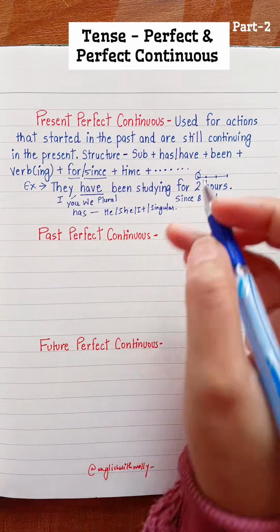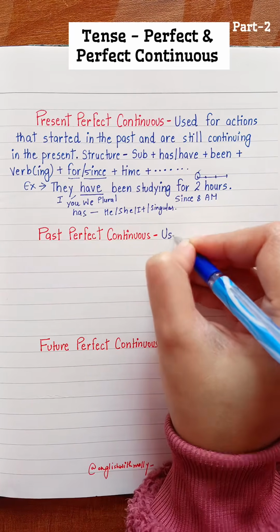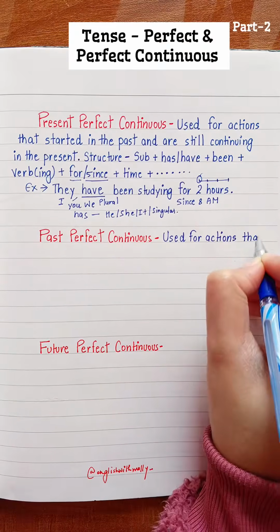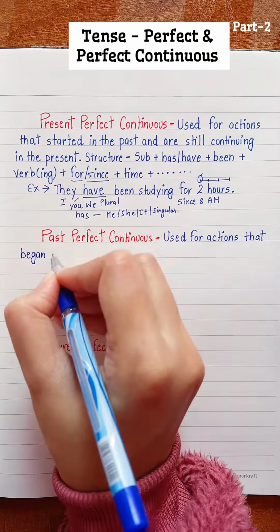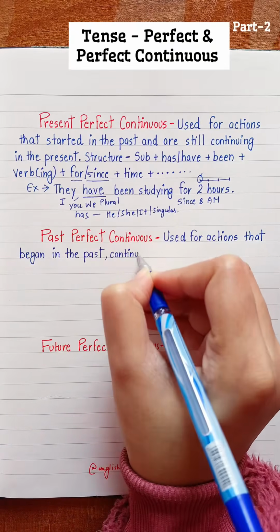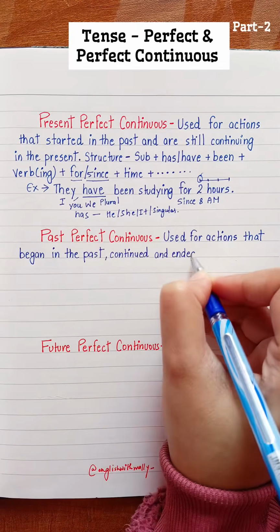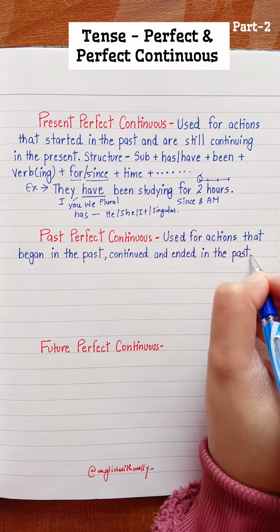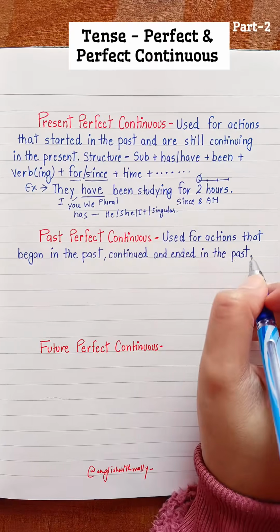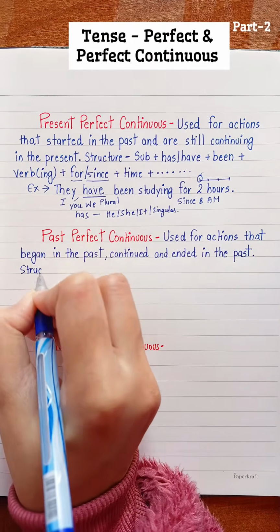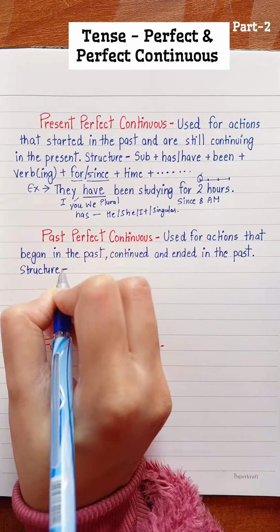Now let's move to past perfect continuous tense. It is used for actions that began in the past, continued in the past, and ended in the past. Began, continued, and also ended in the past. Now let's see the structure for past perfect continuous tense.